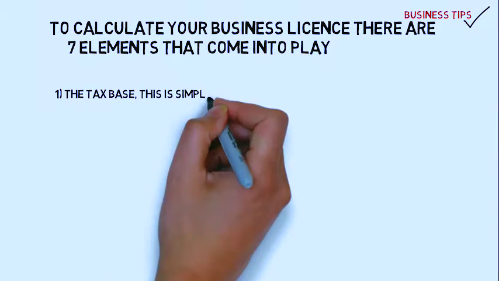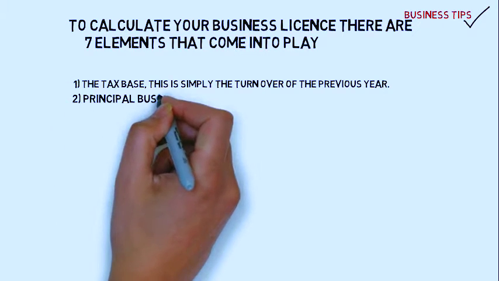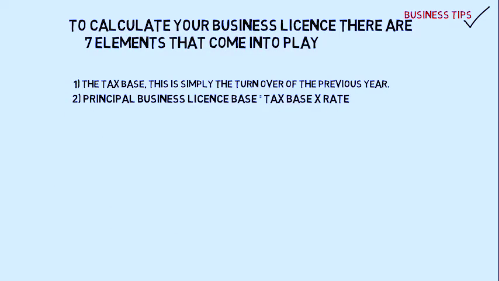Now, the first element is your tax base, of course, which is just your turnover, or the turnover of the previous year for your business. And then the second element is the principal business license tax, which is the tax base multiplied by the rate found in the General Tax Code. And as I said earlier, the rate depends on the bracket in which your turnover falls into.